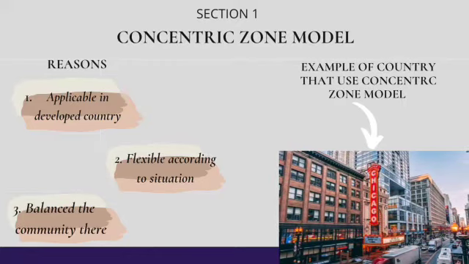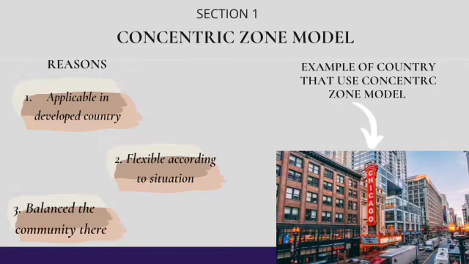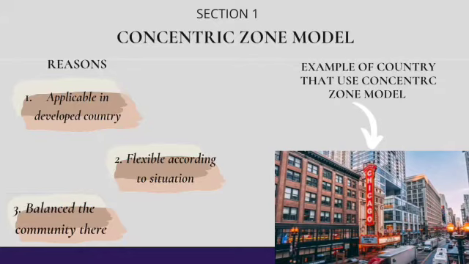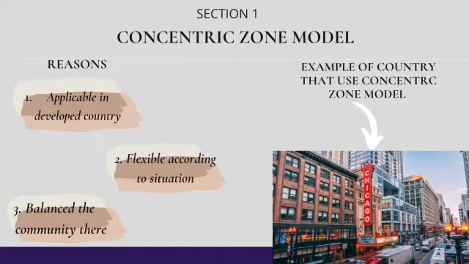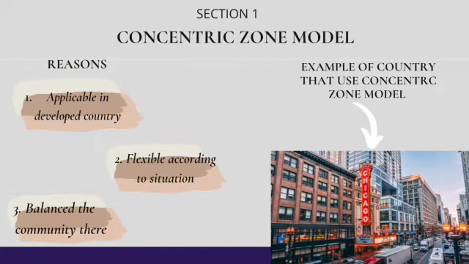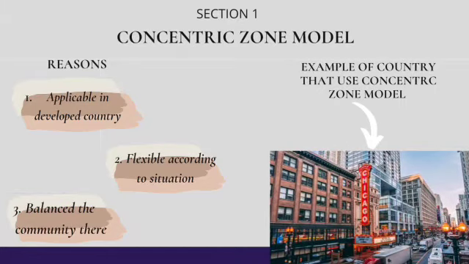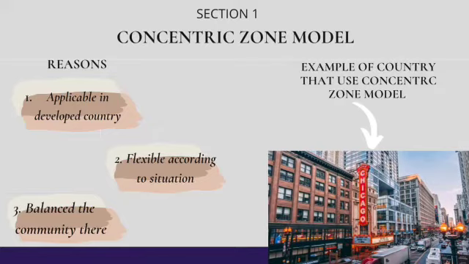Lastly, it is also a model that balances the community's role and life. For example, transportation costs increase as you move away from the center or focal point. So basically, the average community will live near the CBD compared to the high-class community. And the real-life example that used this concentric zone model is Chicago in the late 19th and early 20th century.